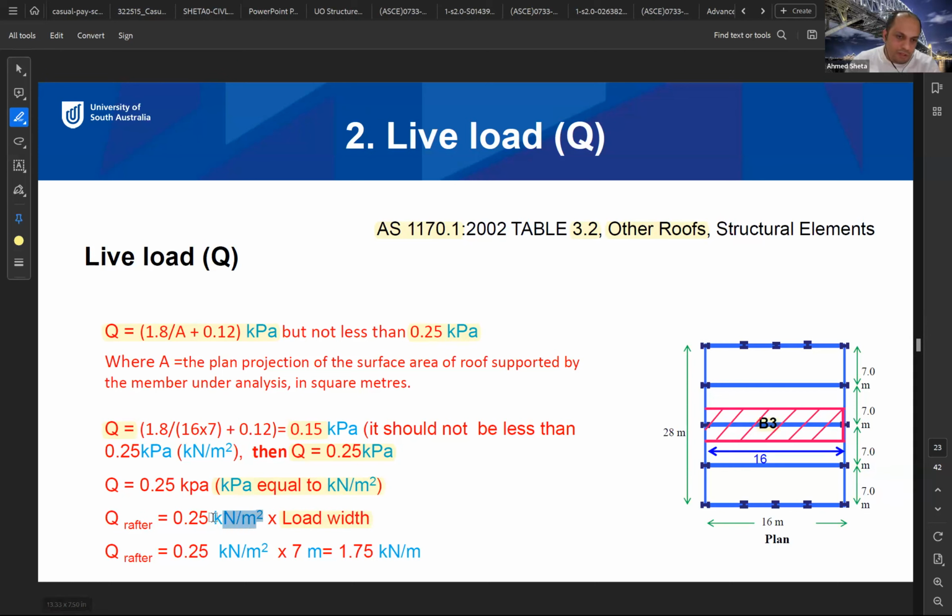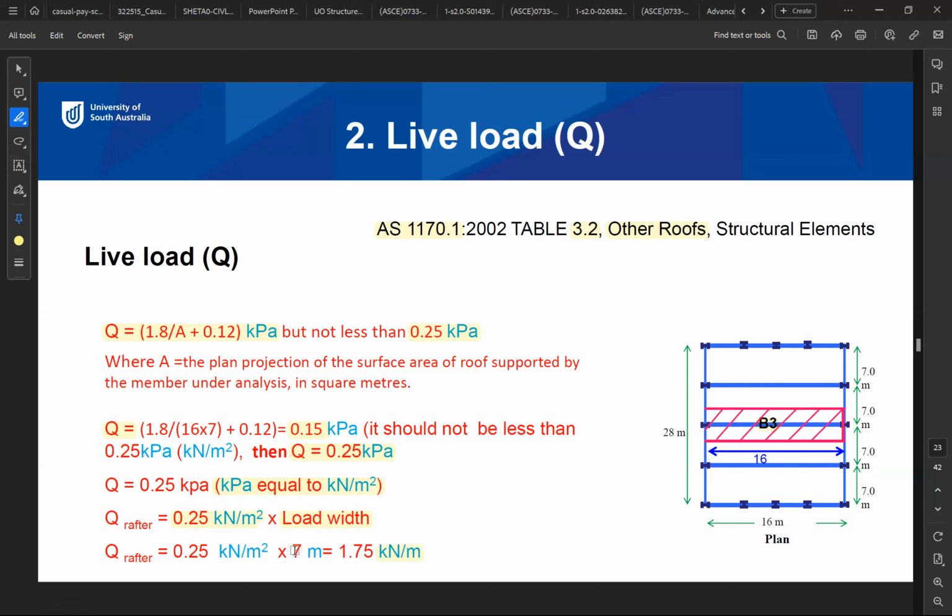It is already with us in kilonewton per meter. So if it is kilonewton, you don't have to convert it because it's already converted. You only have to convert from kilogram to kilonewton. But if it is kilonewton per square meter, you need to convert it to kilonewton per meter. To do that, you need to multiply by the load width.